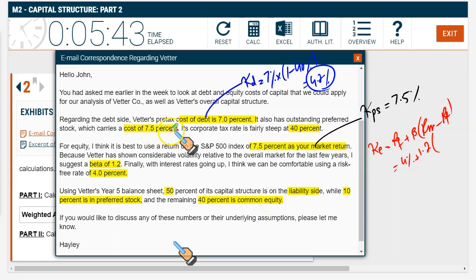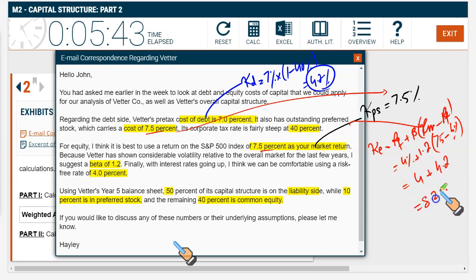interestingly, the cost of preferred stock is 7.5 and 7.5 is the return on the market. So, interesting, otherwise we would have made the mistake. This is the return on the market and they happen to be the same. Anyways, 7.5 minus the risk-free rate of 4%. If you simplify this, you get 7.5 less 4, 2.5, times 1.2 is 3. So it's going to be 4 plus 4.2, so it's going to be 8.2%. So we have got the cost of equity, the cost of preferred stock, and the cost of debt.